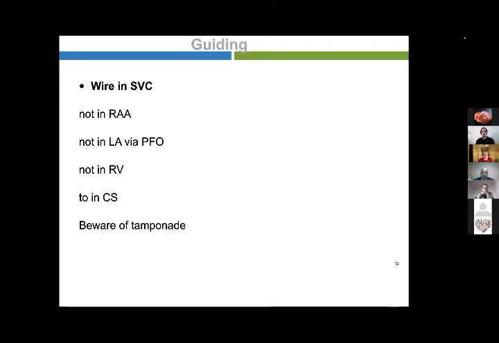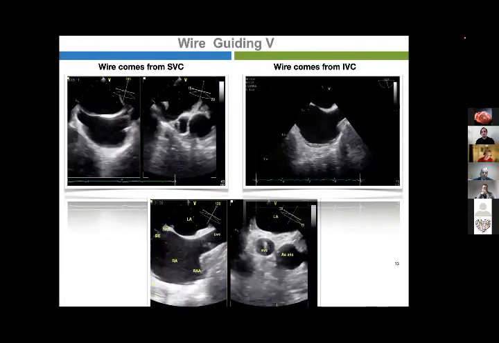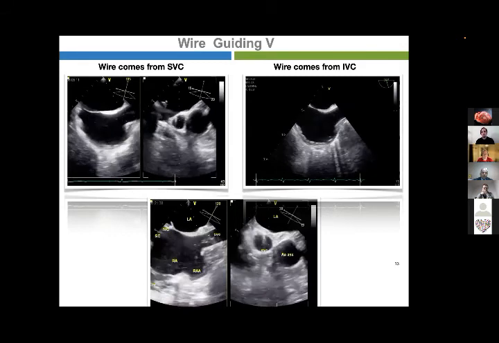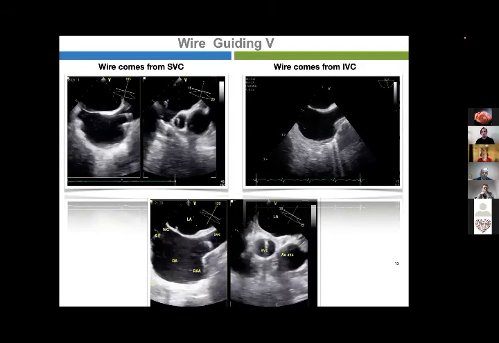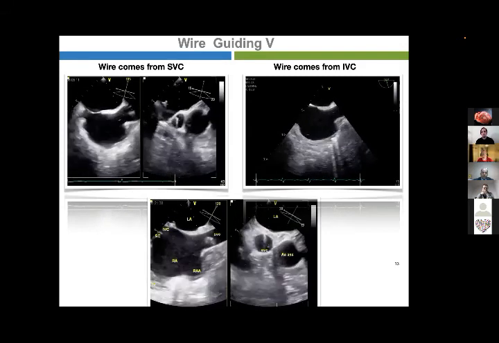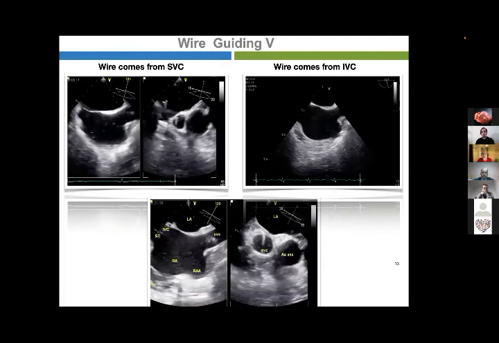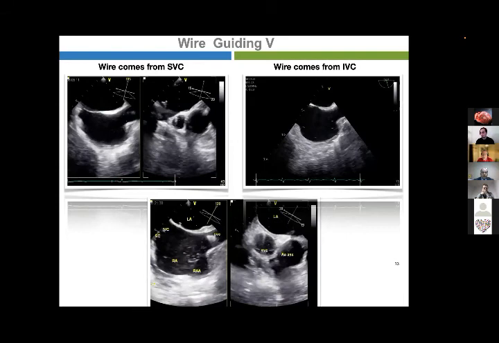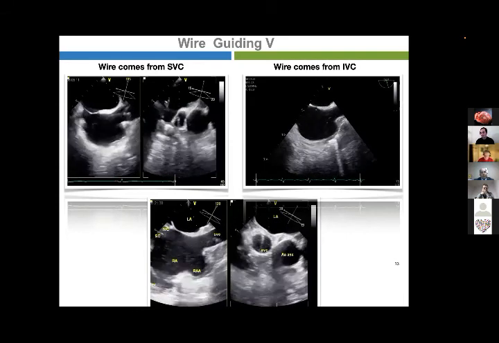And we also have a look if there's any tamponade coming or not. Here are some images from the wire coming from the SVC on the left panel, upper panel, and from the right lower panel coming from the other side. That's what we see when we do it by bicaval view.